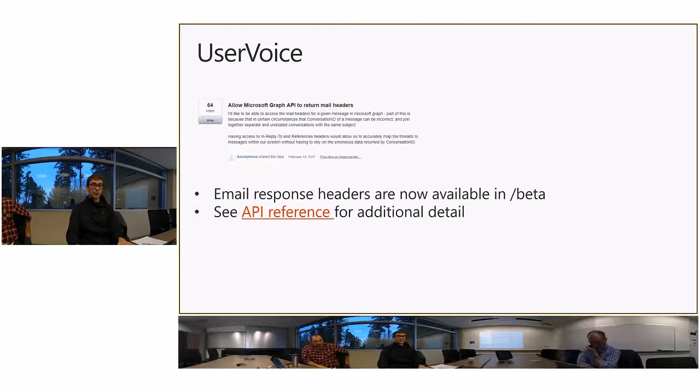Next, we had quite a bit of feedback about returning mail headers and getting some of the detail that's only available there. This has also recently been added to beta. So if you have scenarios that require getting some additional metadata about who sent an email, this is now possible in beta. And this is also detailed in the API reference.